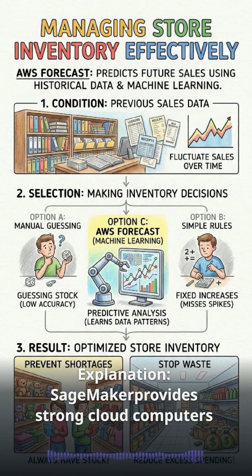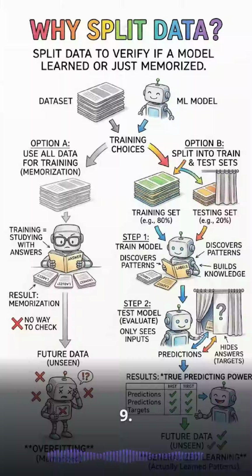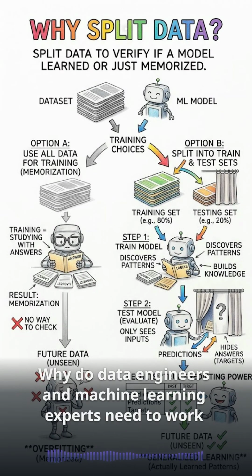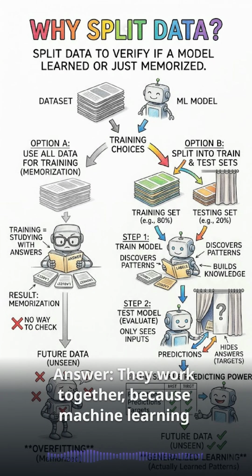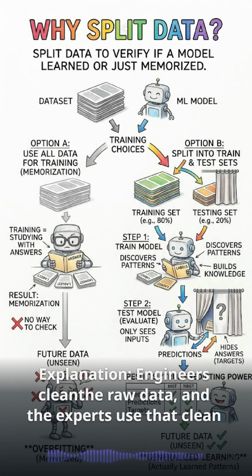SageMaker provides strong cloud computers and ready algorithms, so training your new model becomes very easy. 9. Why do data engineers and machine learning experts need to work together on cloud projects? They work together because machine learning models require massive amounts of highly clean data to learn. Engineers clean the raw data, and the experts use that clean data to train accurate models.